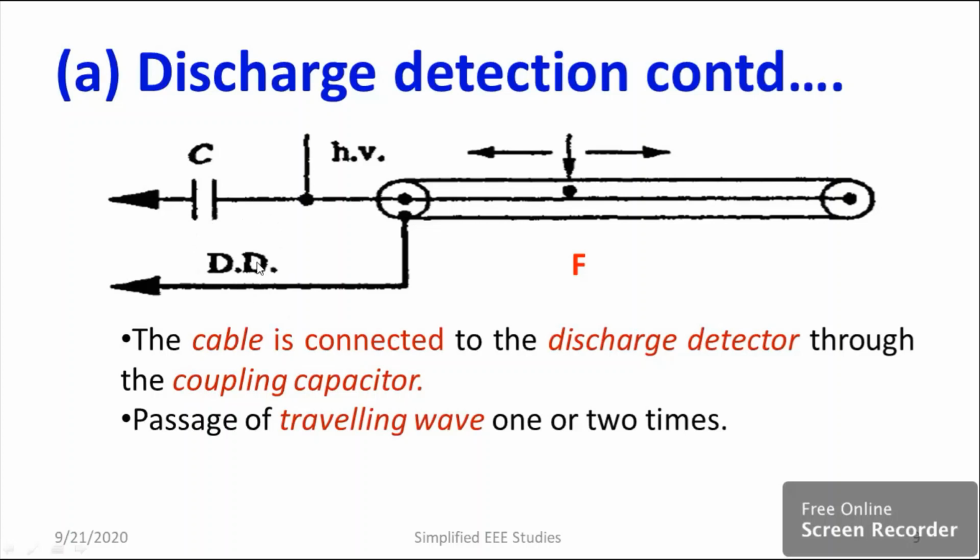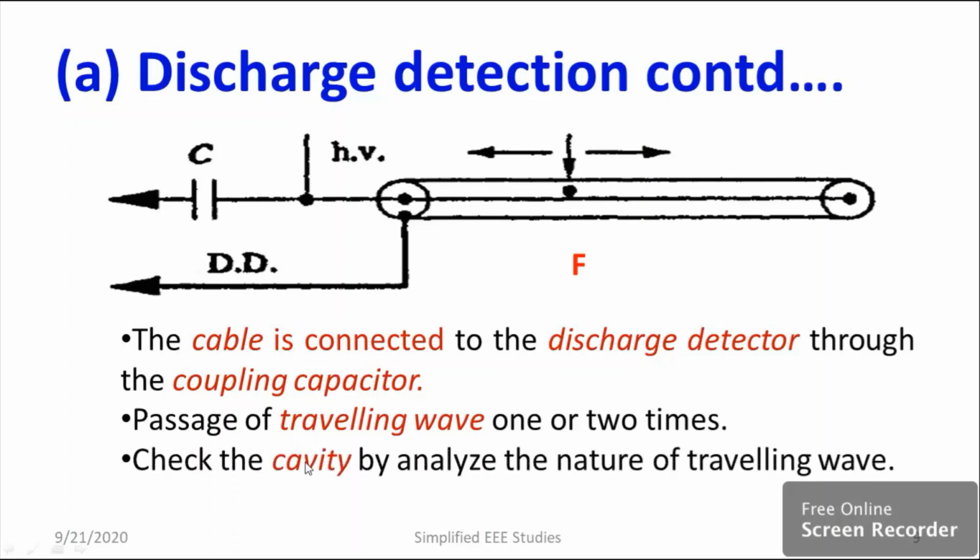It will be visible at the discharge detector. That wave shape gets altered. So you can understand that some cavities have occurred here. Therefore, it will lead to partial discharge. This method is known as the discharge detection method.